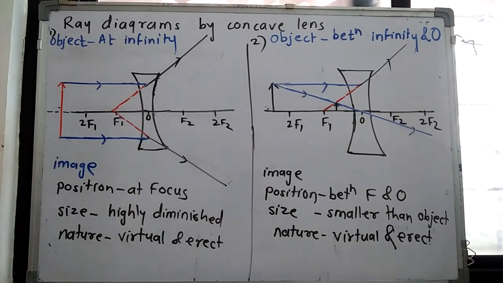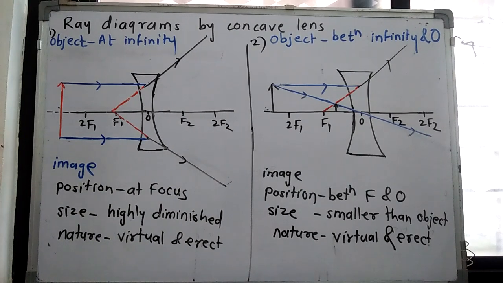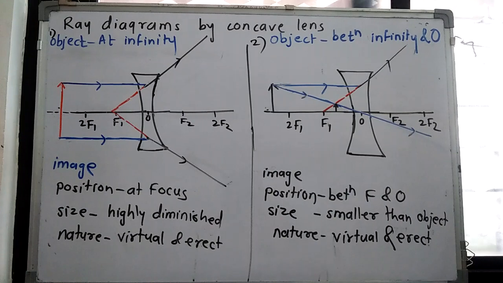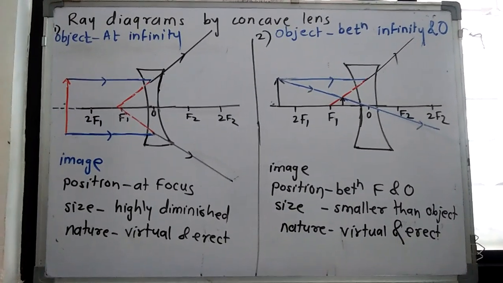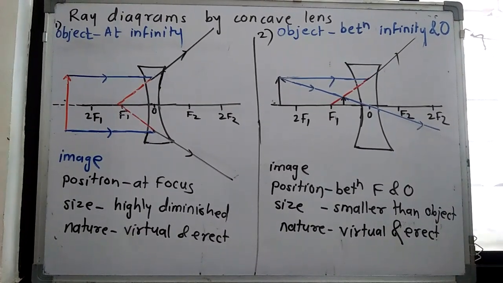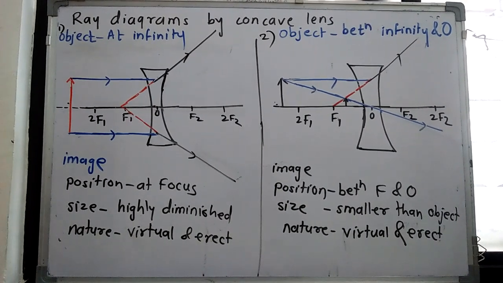So what is the explanation of the image? Position. What is the position? Between focus and optical center. What is the size? Smaller than the object. And what is the nature? Virtual and erect. Now we will study some formulae related to the lens and mirror, but we are not going to solve the numericals now. Numericals we will solve afterward.